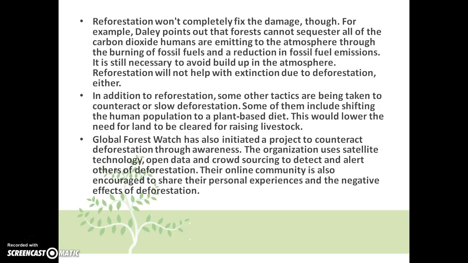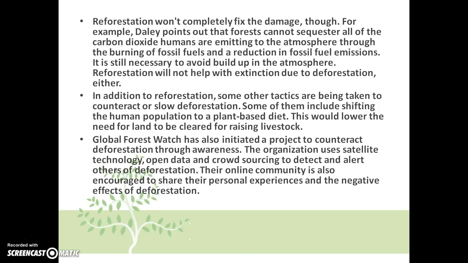In addition to reforestation, some other tactics are being taken to counteract or slow deforestation. Some of them include shifting the human population to a plant-based diet. This would lower the need for land to be cleared for raising livestock.